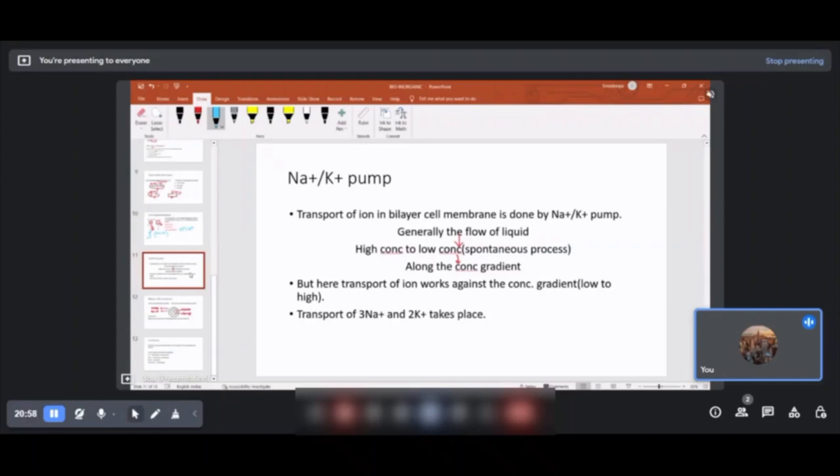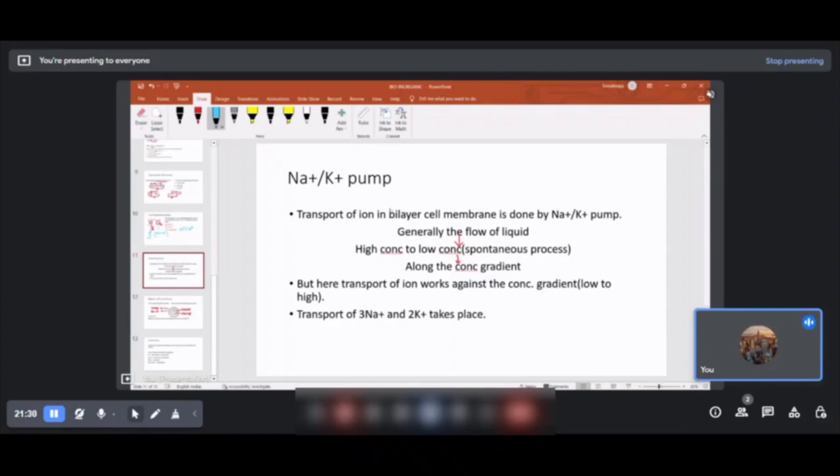Now let's start a new segment of bioinorganic chemistry. This is also a very important part of bioinorganic chemistry: the sodium potassium pump. I have discussed in the introduction that the sodium potassium pump helps to maintain the osmotic pressure in the cell. So how it is doing this, we will discuss here.